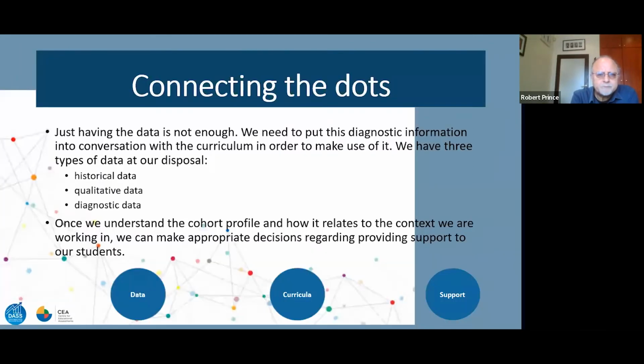Next slide, please. So let's connect the dots. Just having the data is not enough. We need to put this diagnostic information into conversation with the curriculum in order to make use of it. We have three types of data at our disposal, maybe more, but at least three. We've got historical data, we've got qualitative data, and we've got diagnostic data. Once we understand the cohort profile and how it relates to the context we are working in, we can make appropriate decisions regarding providing support to our students. So the data informs our curricula, which informs the support that we need to provide our students.